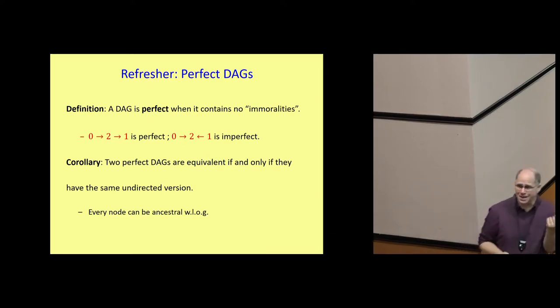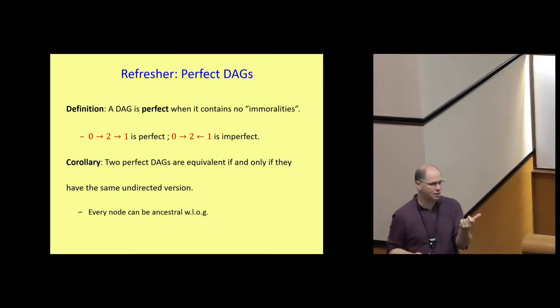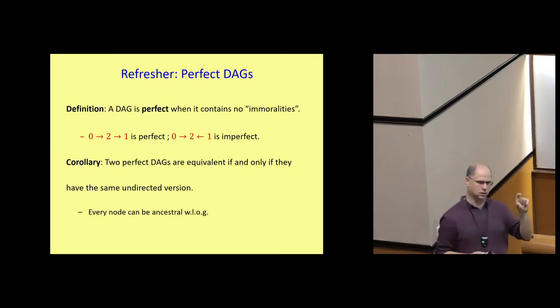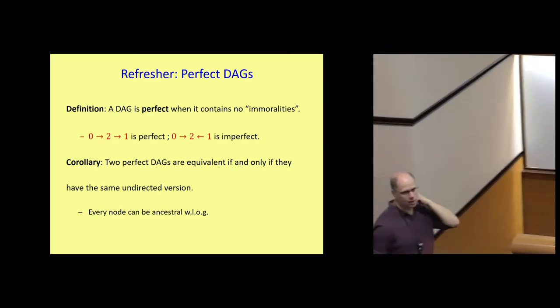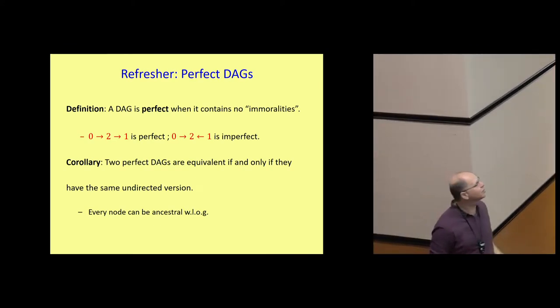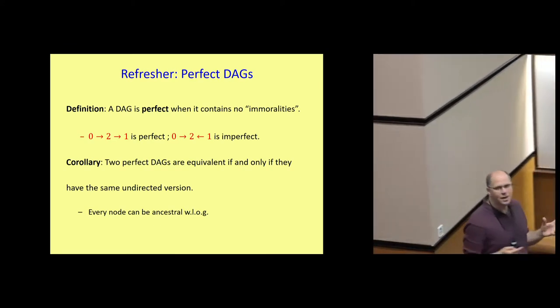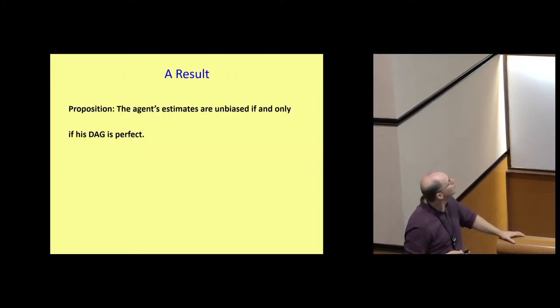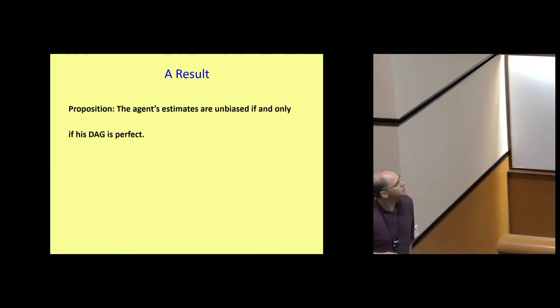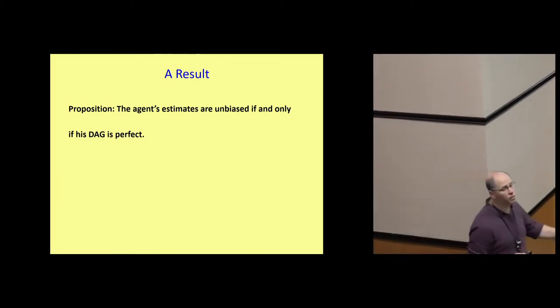Whereas some aspects of directionality are maintained throughout the equivalence class in an imperfect DAG. Some directions really are robust, stable across the cell of the partition if you have an imperfect DAG, but not if you have a perfect DAG. So perfect DAGs are causal models, but something about their causality is a bit iffy. And here's the result. The agent's estimates are unbiased if and only if his DAG is perfect.